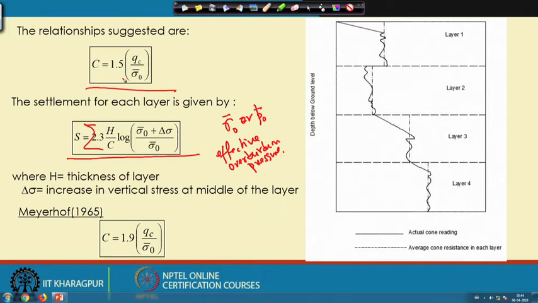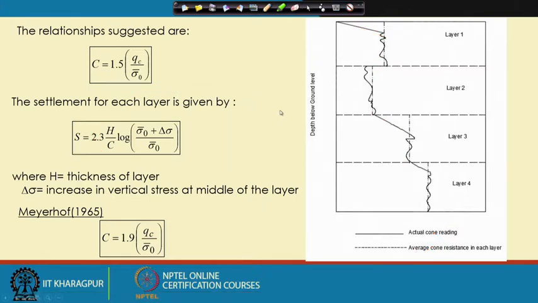So, these lines are our Q C variation of a particular soil, and we divide it into a number of layers so that the average value is more or less the same within each layer. So, we are taking the average value where the variation is almost the same. This is the actual cone resistance and then the average cone resistance that we are taking for each layer. And then we use these methods.